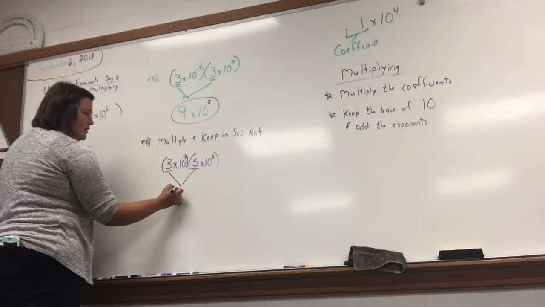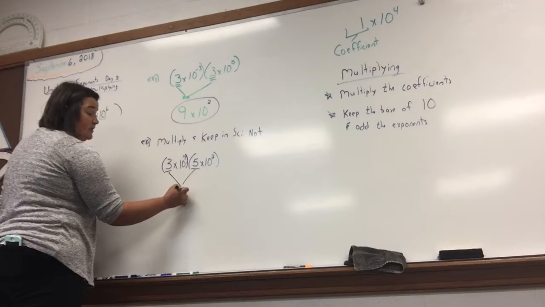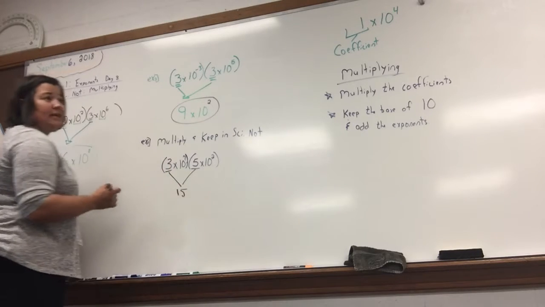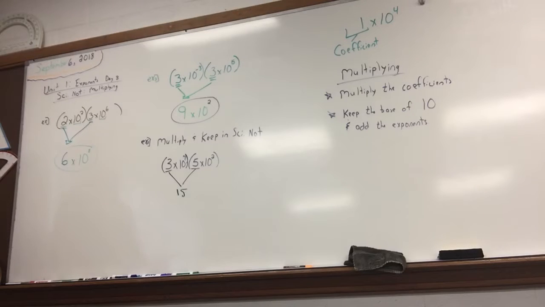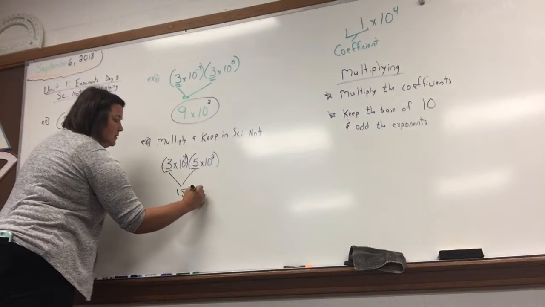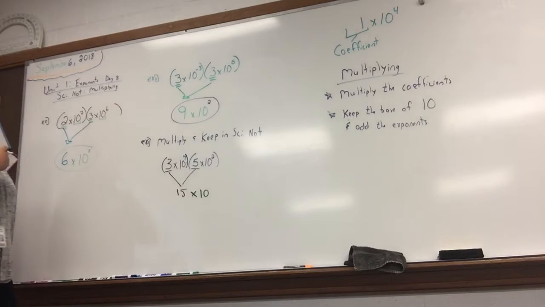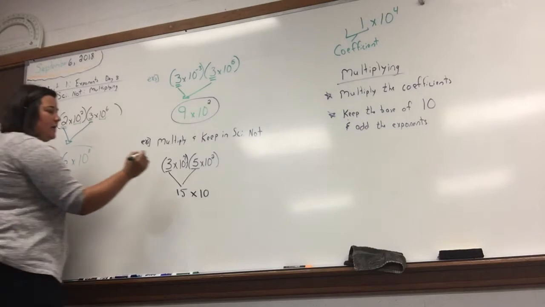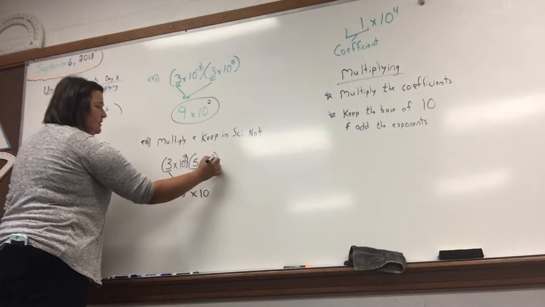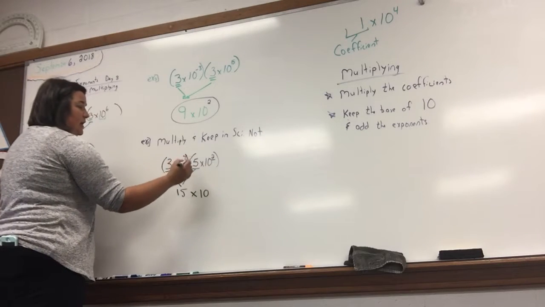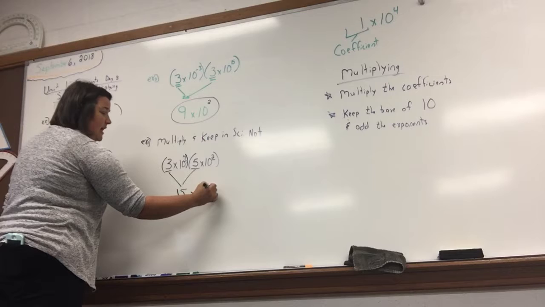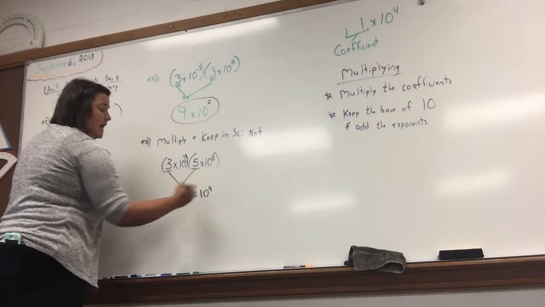So I have to multiply the coefficients. 3 times 5 is, I do know this, that's 15. Okay, thanks for the good directions. Continue. And then you have to keep the base, so it'd be times 10. And then you add the exponents. Okay, so I see that the exponents here are 7 and 2. So I'm going to add 7 plus 2, and that is 9.